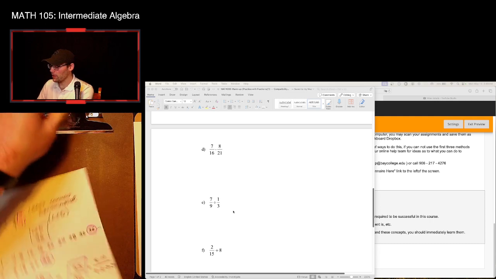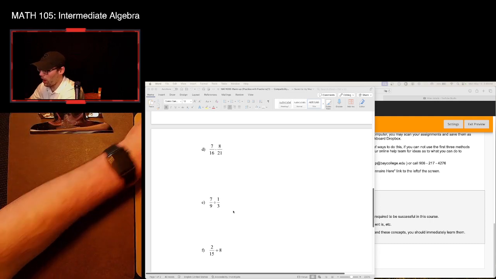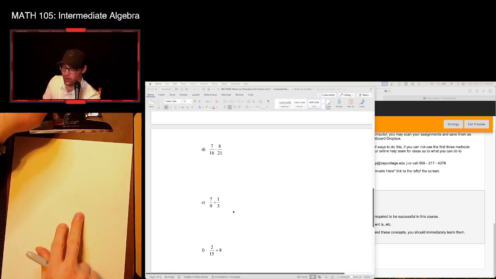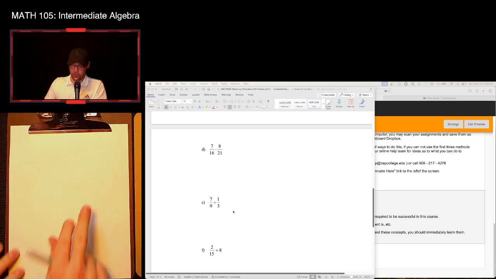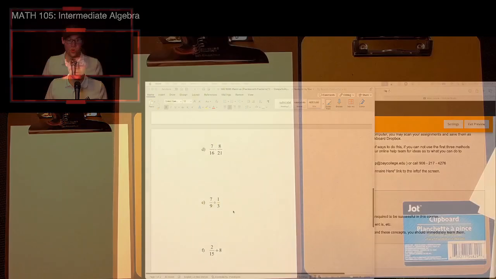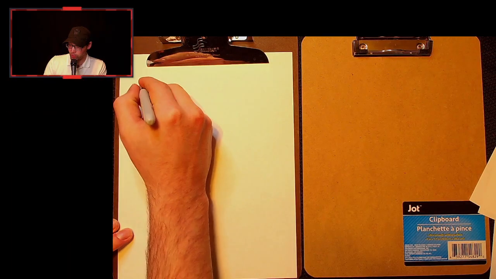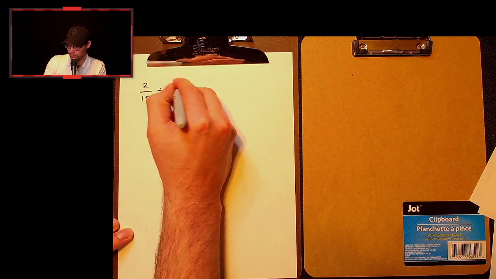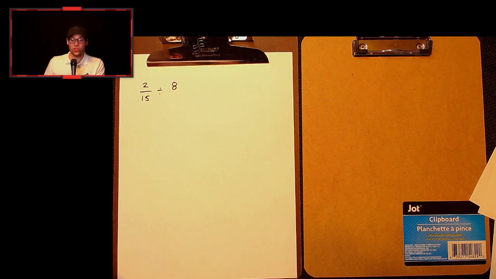On our handout, there were a couple more, but that's okay. We're actually just going to take a look at this next problem, just so we understand one concept about fractions. So here we can go ahead and take a look at F. We get 2 over 15 divided by 8. What we need to understand is that in a math class, there are redundant pieces that we don't write.